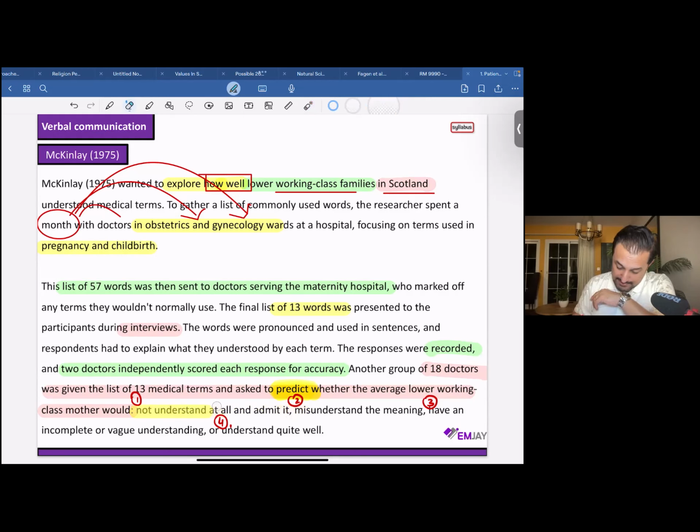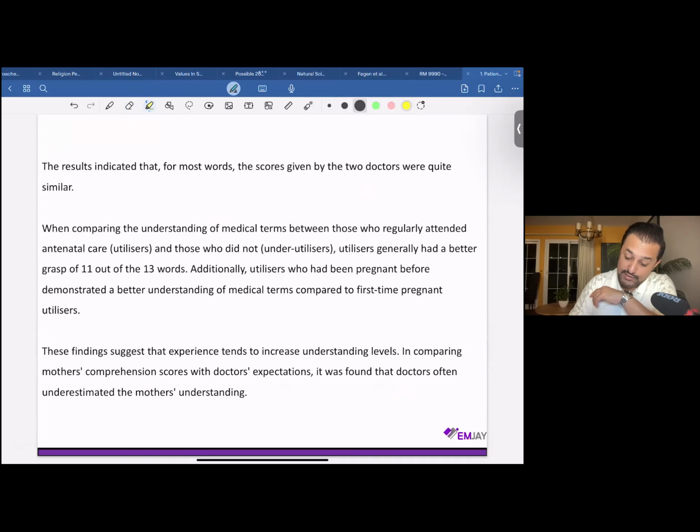Now, taking this a step ahead, the results indicated that for most words, the scores given by the two doctors were quite similar.